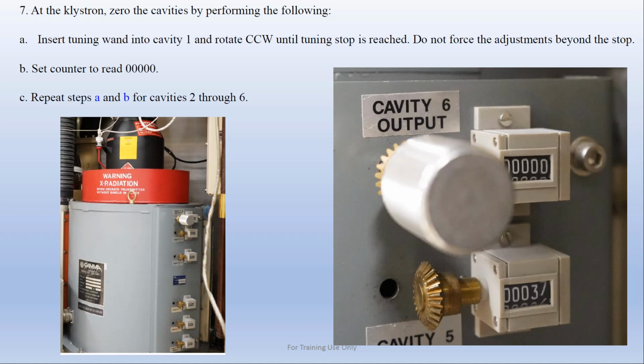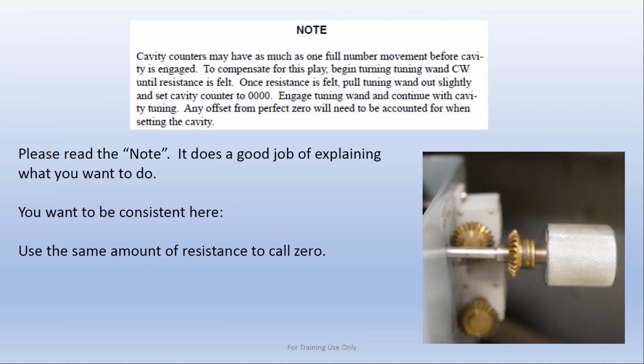Different tubes have different feels to their stops. We want to be consistent in what we consider the stop on all the cavities. So once you come back to that stop, you're going to pull the knob out a little bit, disengage the gears, and rotate the counter to read all zeros. We're going to do this for all 6 cavities. There's a good note on how to do this in the book.